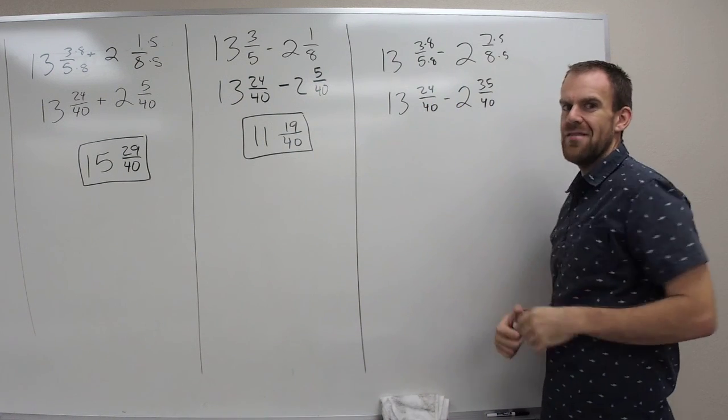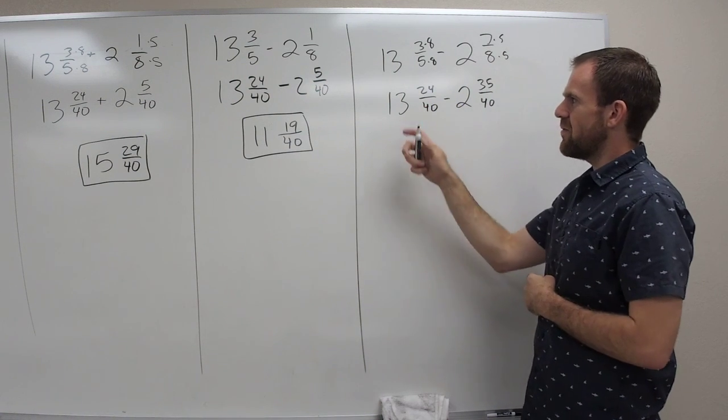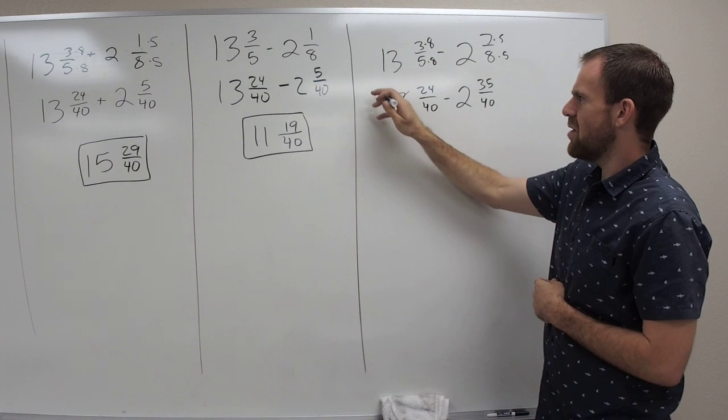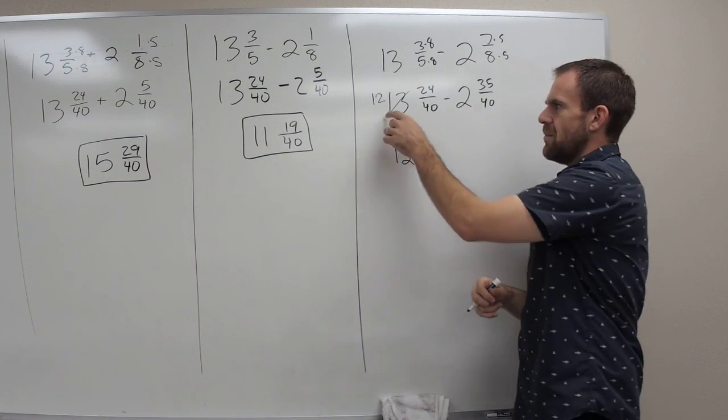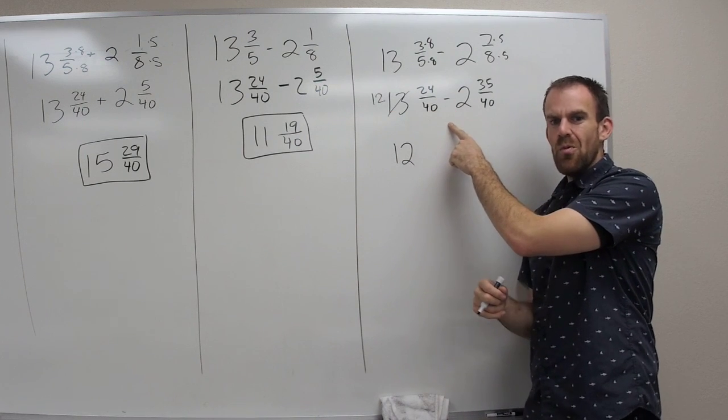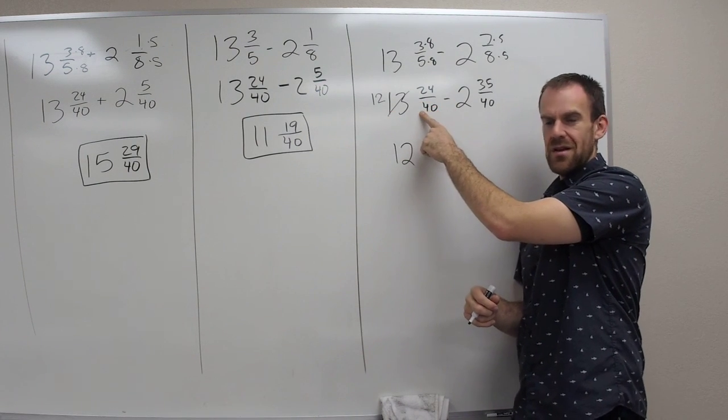24 minus 35 is a negative number, so I'm going to have to borrow from the 13. If I take 1 away, I'm left with 12, so I'll have 12 here. But if I put it into the fraction, remember 1 would be 40 over 40.